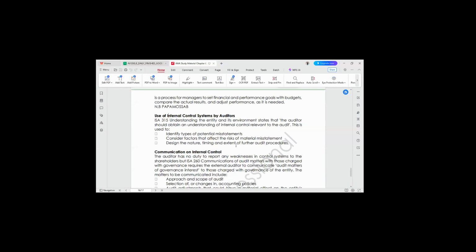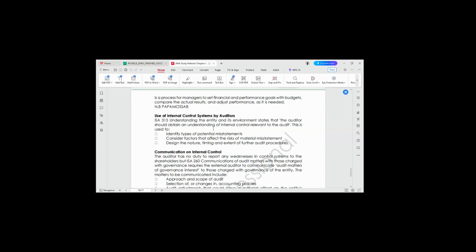Then today we are going to take it further from there, right? We are going to talk about the use of internal control system by auditors, okay? Now, internal control system, like I said, goes a long way in helping the auditor, right? So what are the things that it does for the auditor? How can the auditor benefit from using the internal control?